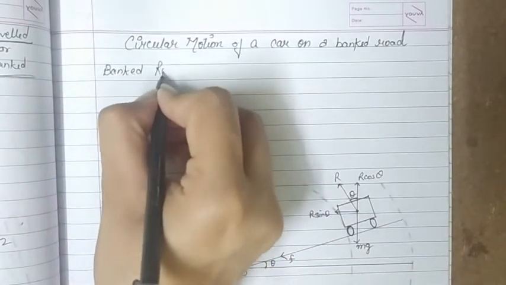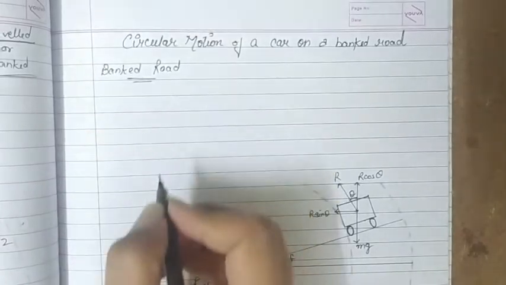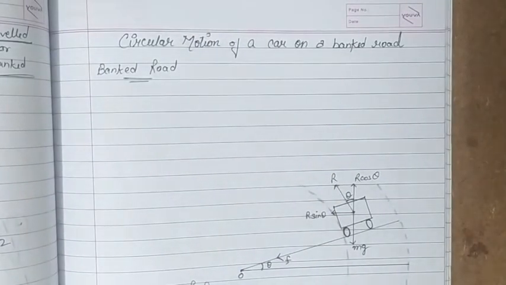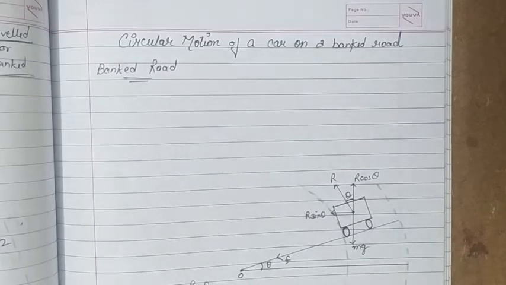So first I am talking about a banked road. If the road is such that we raise the outer edge of a curved road above its inner edge, then it is called the banking of the curved road. And the angle through which that outer edge of the curved road is raised above the inner edge is called the angle of banking.